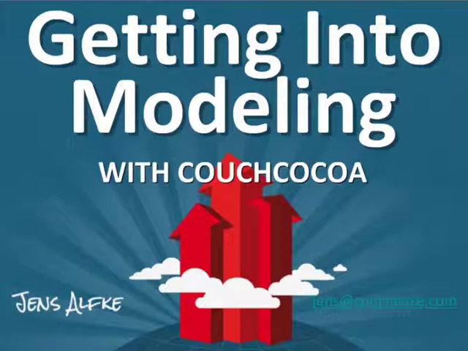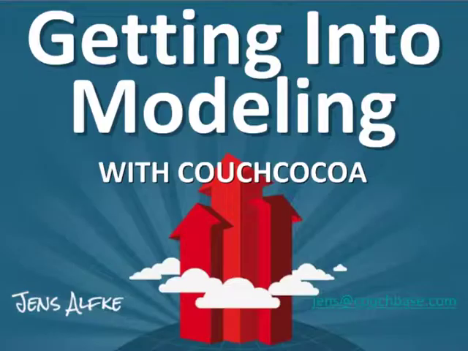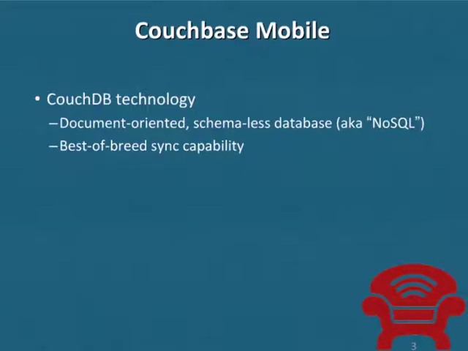Let's see, let me get to slide 2. Okay, so being that this is my second talk, let's just review some of the higher level stuff that I'm going to be assuming that you already know. This is talking about Couchbase Mobile, which is a mobile product based on Apache CouchDB technology, which means it's a NoSQL database, document-oriented, there's no schema, it's very straightforward. And in particular, the really killer thing about CouchDB and Couchbase Mobile is the sync capability, which lets multiple instances of it replicate changes to each other.